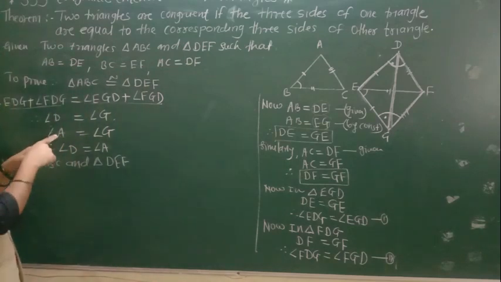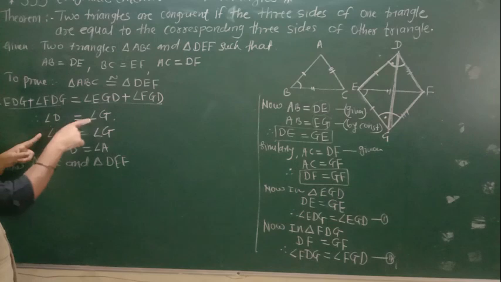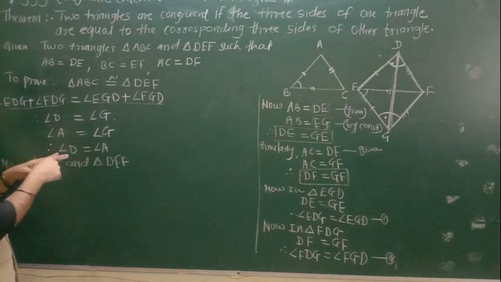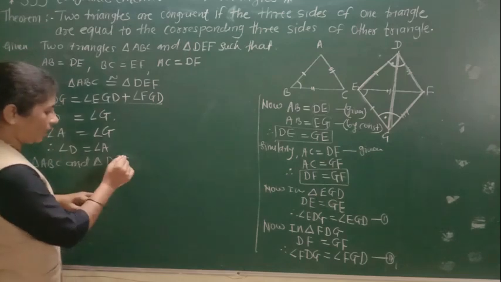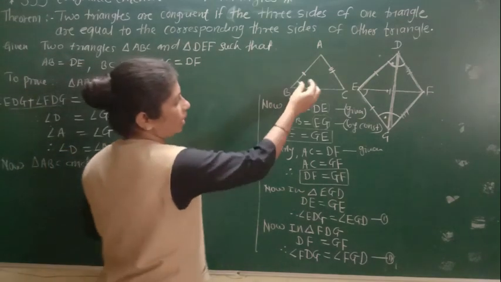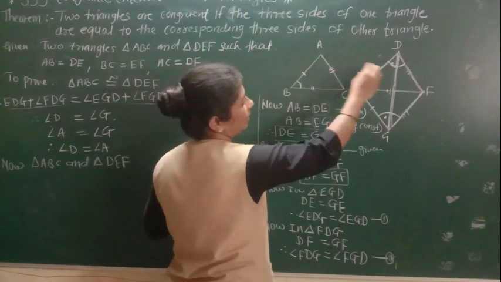So we have written here angle A equals angle G, right? Then from these two statements, both are the same, so angle D equals angle A we can write. Now we will take the help of these two triangles, triangle ABC and triangle DEF, to prove these two triangles are congruent. So now we will take this triangle and this triangle.